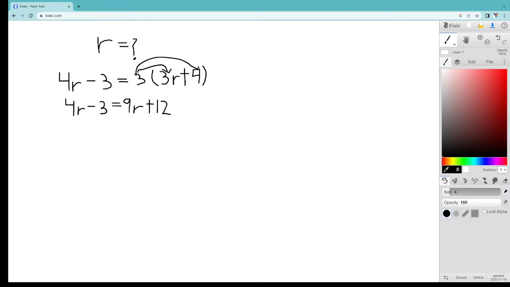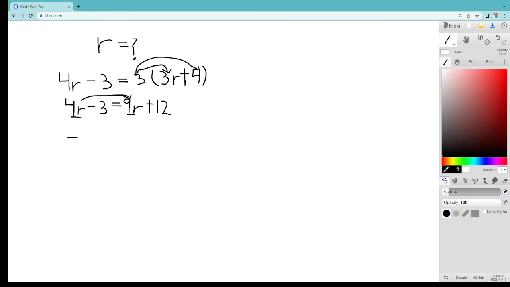What I want to do is, I prefer to use positive numbers, right? So my goal is not to move the 9r to this side and the 3 to that side, although we could do that as well. Here's what I like to do. I'm going to keep the 9r here. I'm going to move the 4r to this side here, and then watch what happens.